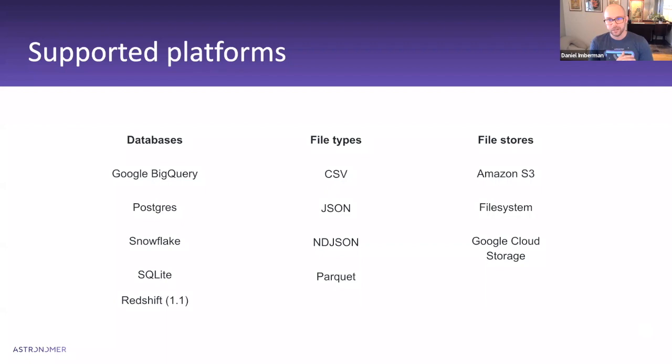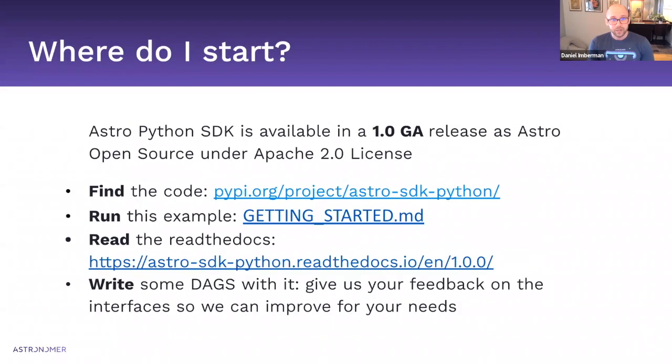We also support S3 and GCS, and we support a series of file types. And there's so much to do. We've already released the 1.0. We just released the 1.0 GA, and that's probably the biggest news of this presentation. Astro SDK 1.0 is out. It's been tested. It's been tested at scale. We're so excited for you to finally start using it.